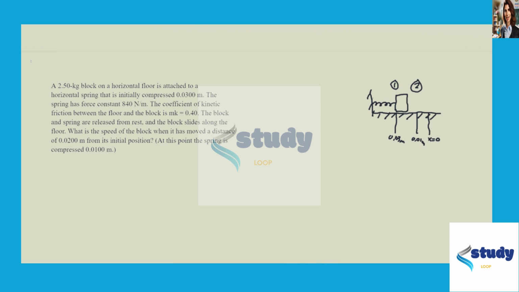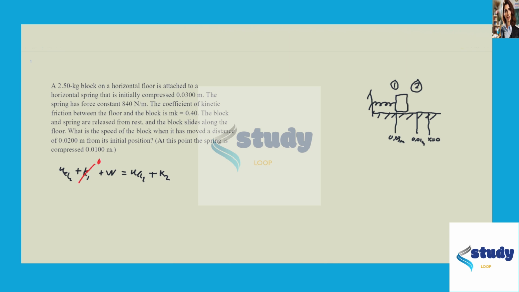So I'm going to write down our conservation of energy formula. We have U elastic, the elastic potential energy, plus the kinetic energy in the initial state, position 1, plus work other, equals the U elastic in the second position plus the kinetic energy in the second position. The easy one first: it's released from rest at position 1, so the initial kinetic energy is 0.